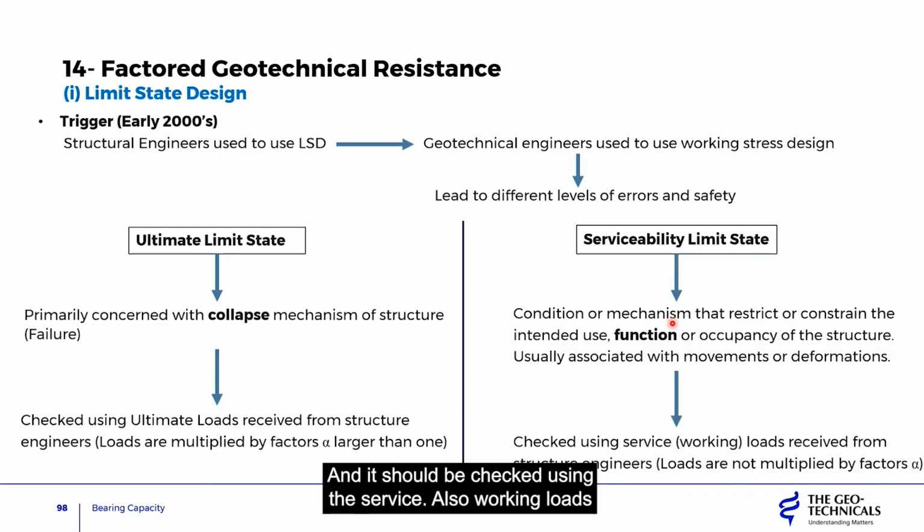It should be checked using the service or the working loads that we receive from the structural engineers. These are the loads that are not multiplied by alpha. So if you want to check ultimate bearing capacity, you need to get the ultimate loads, which are the big loads multiplied by alpha. If you want to check settlement, don't use the ultimate loads; use the serviceability limit state or the working loads, which are the normal loads. They are not multiplied by a factor more than one, which is alpha.